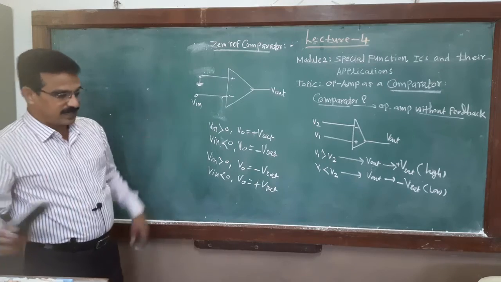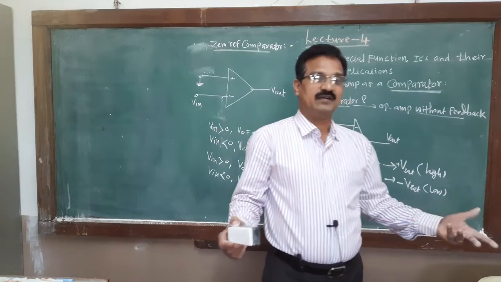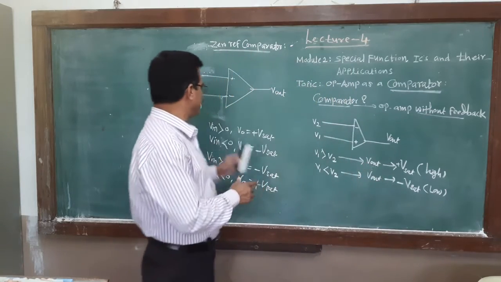So the zero reference comparator is again of two types: the non-inverting zero reference comparator and the inverting zero reference comparator.